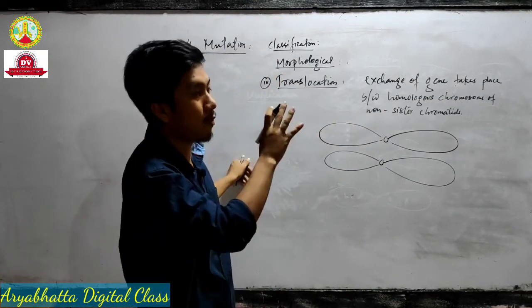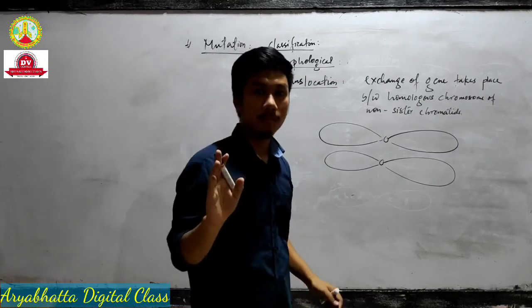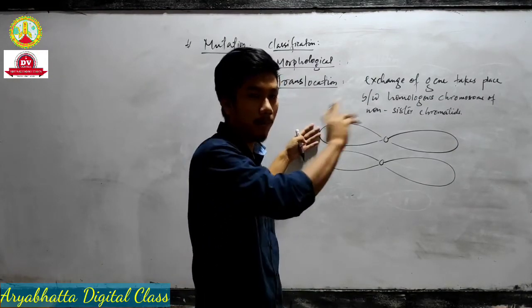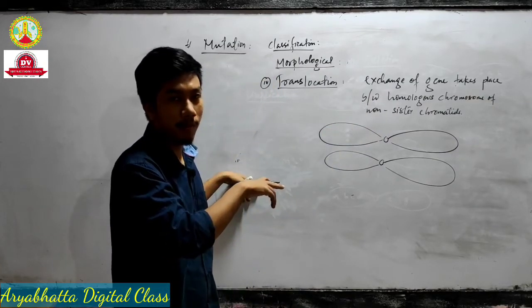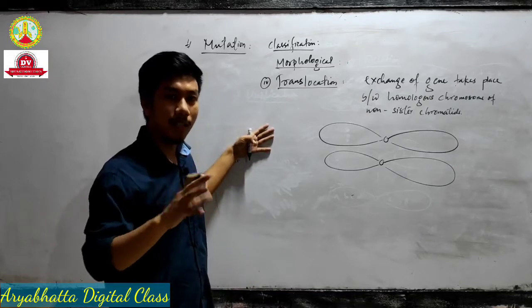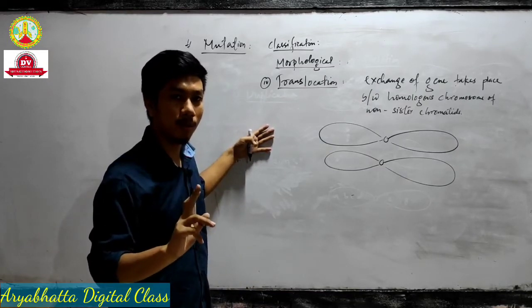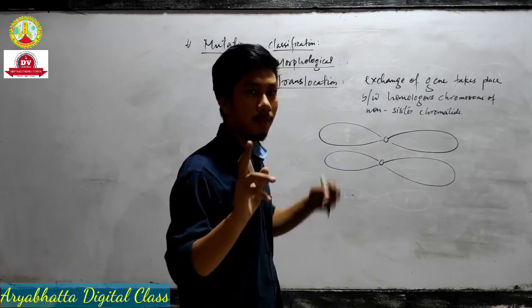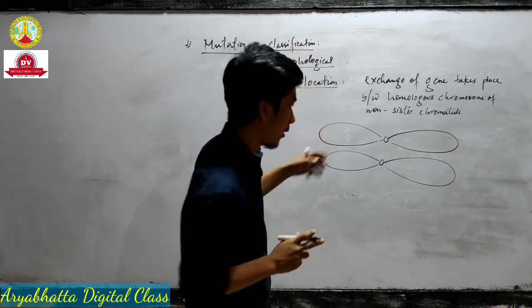So I have shown only one chromosome. Don't think that we have only one chromosome because I have shown only one diagram. I am not showing two diagrams because it is not required, since in those cases the change only happens in one chromosome. Chromosomes are always in pairs.